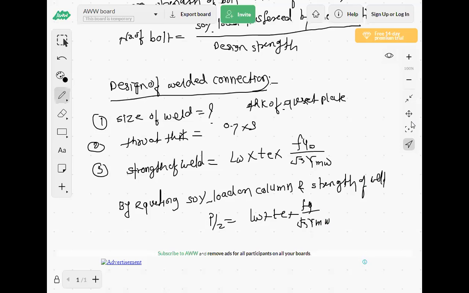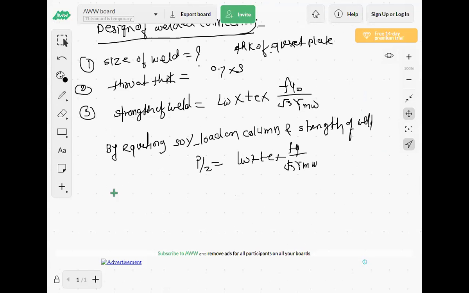So I am going fast because this part we have seen many times. So that's why I am writing fast. And here we have to calculate the length of weld required. So design of bolted connection means we have to calculate number of bolts, and design of welded connection means we have to calculate length of weld. That's it, simple.